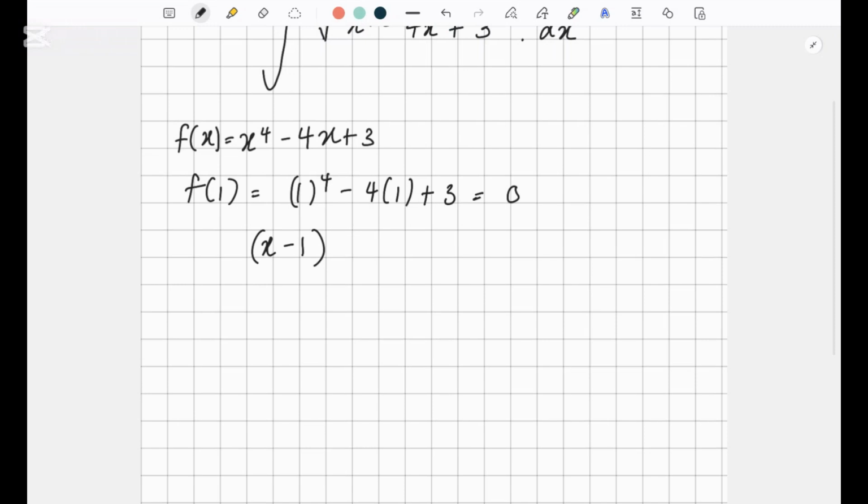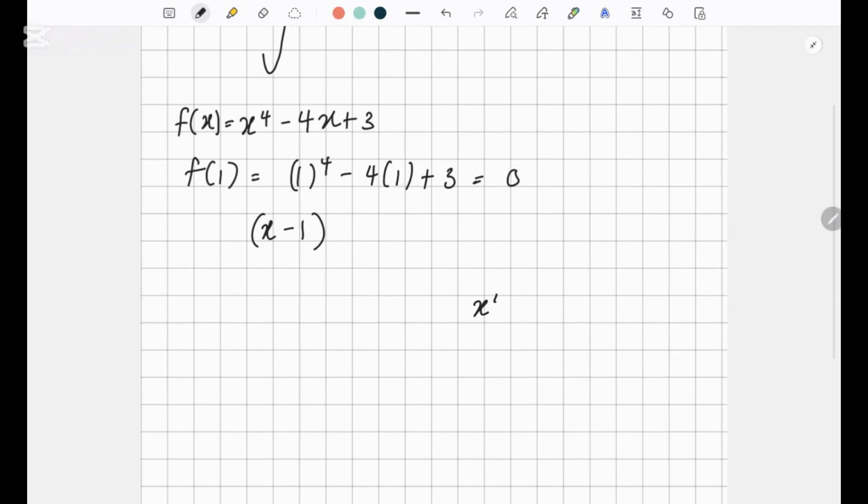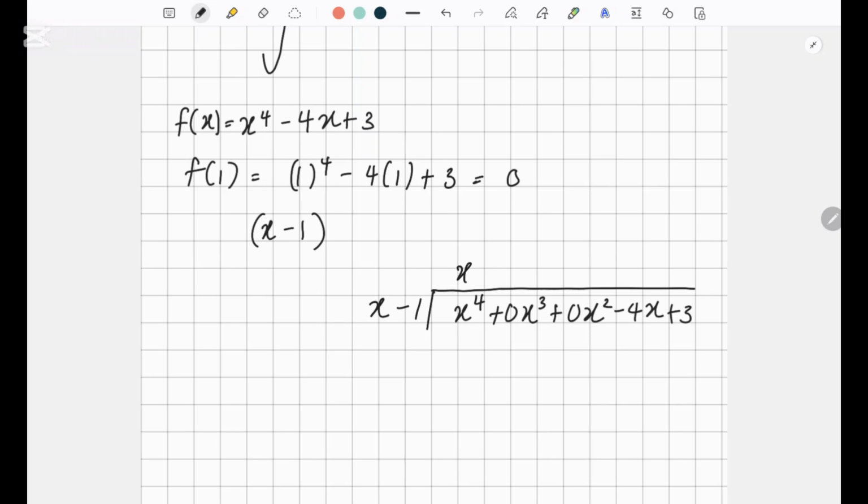So I'm going to use polynomial division first. I can write it as x to the power 4 plus 0x cubed plus 0x squared minus 4x plus 3. You divide that by x minus 1. Then x to the power 4 divided by x, you get x to the power 3. x to the power 3 into x, you get x to the power 4. x to the power 3 into minus 1, you get minus x cubed.